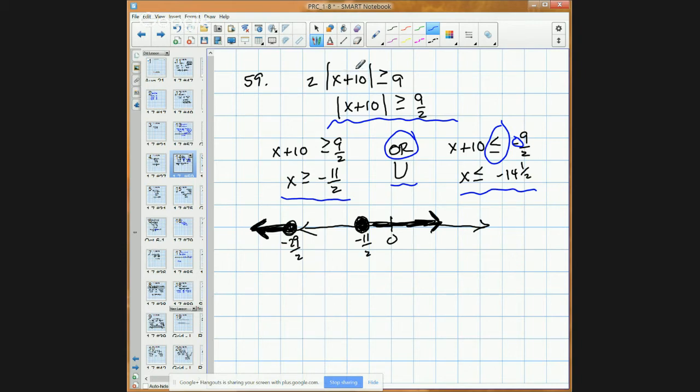Go back to the original up here on the top. What's negative 15 plus 10? Negative 5. What's the absolute value of negative 5? Plus 5. And what's 2 times 5? 10. Is 10 greater than or equal to 9?